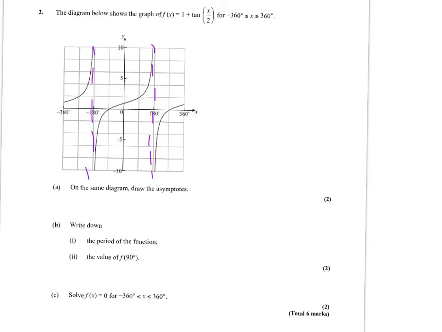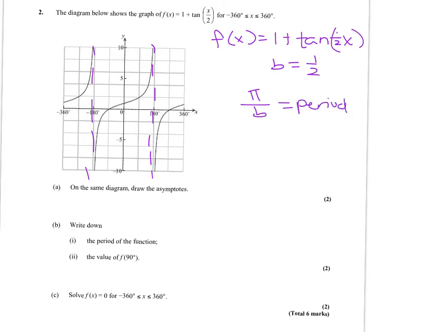Then it says write down the period of the function. So if I were to, first of all, rewrite this function as 1 plus tangent of 1/2 x, just so that we have that divided by 2 as a coefficient, we could say that our b in this example is 1/2, and we know that the period is pi over b because this is a tangent function. So our period is going to be pi over b. Our b is 1/2, so pi over 1/2.